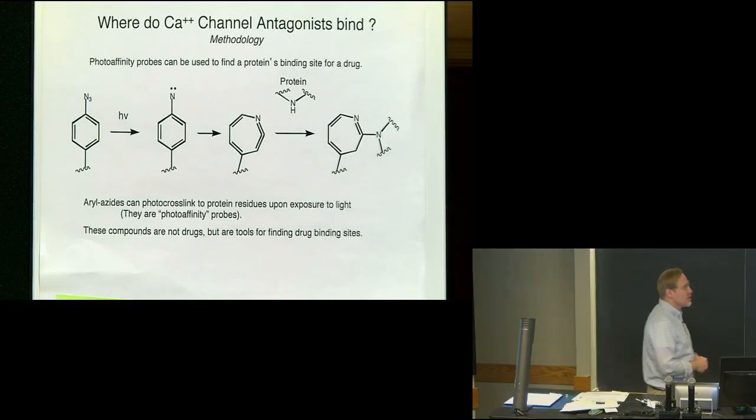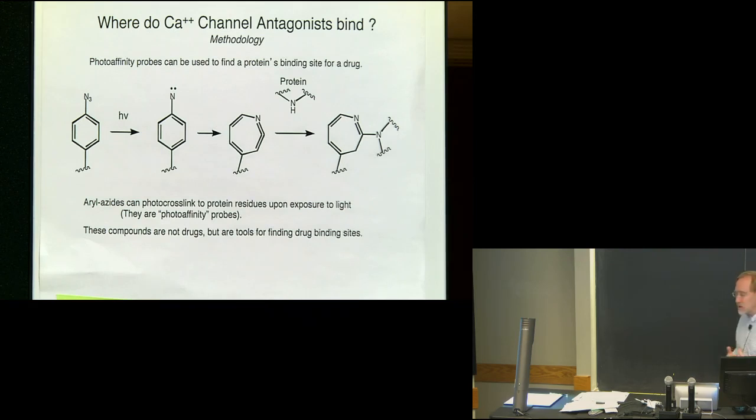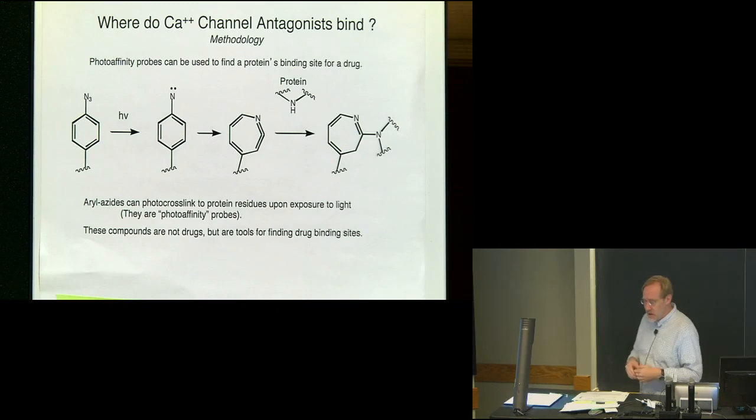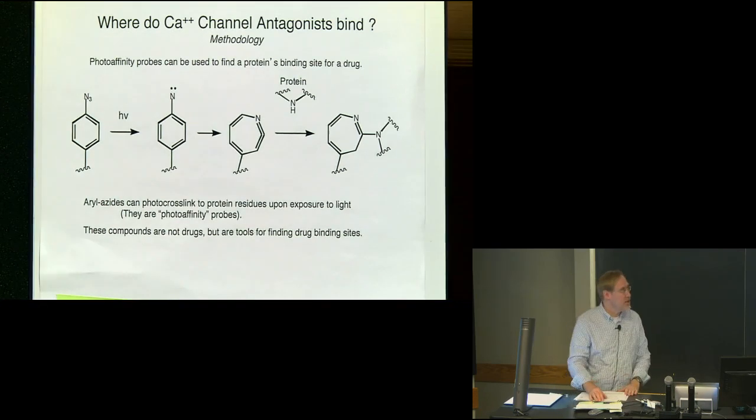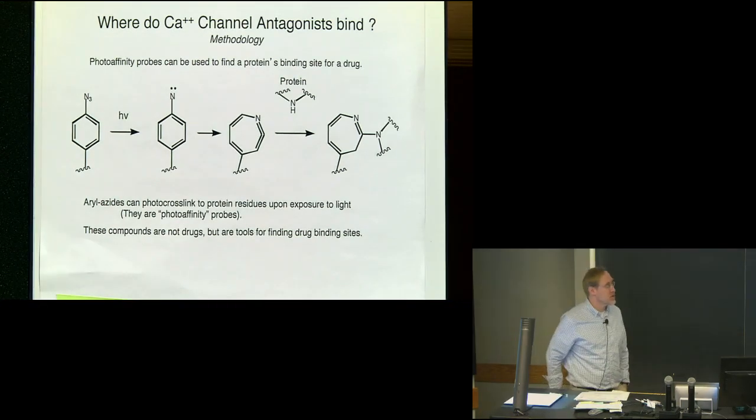Okay, so I made a big deal about how when they made this, we had no idea what the structure looks like. We don't know where the binding sites are. So how do you figure that out? There are some tools that were used a lot in this field, which I think are kind of interesting. And these aren't drugs. These are sort of methods for telling where drugs bind.